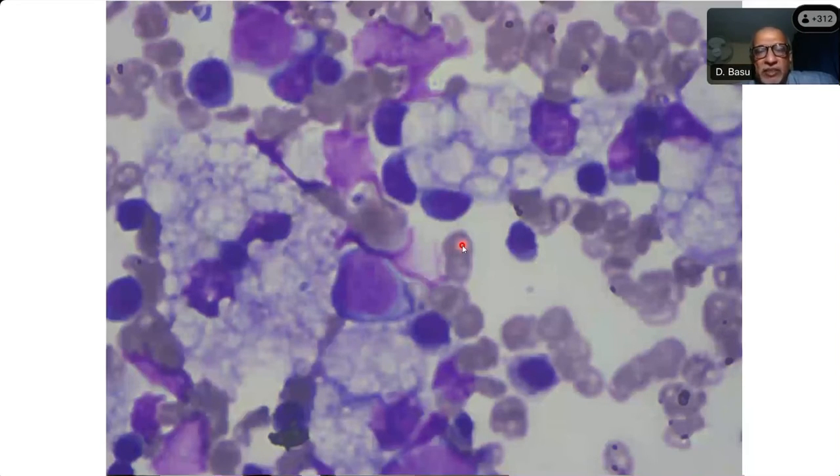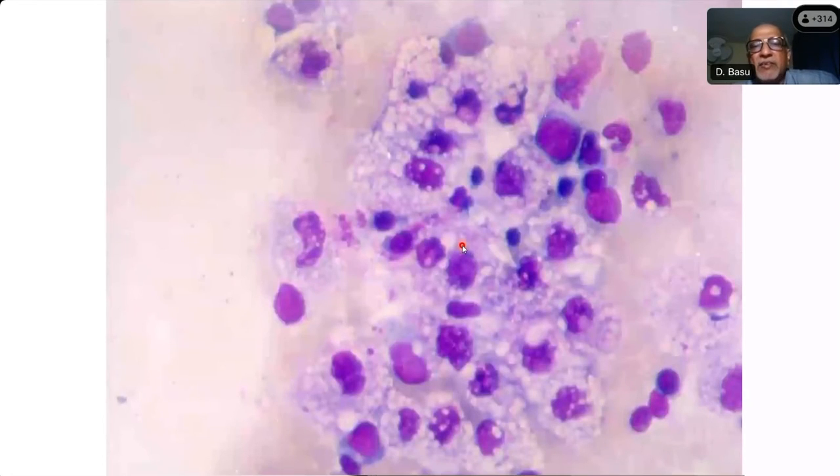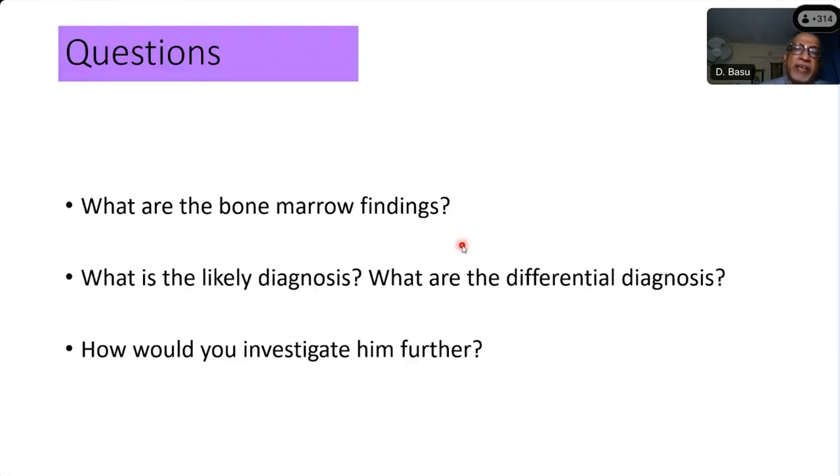So which one do you think this is likely to be? Seeing the vacuoles, I am inclined more towards Niemann-Pick disease. In Gaucher's disease, there are macrophages with a crumpled paper appearance. Okay, so vacuolated cells, possibly a lipid storage disorder. So there's another one full of clusters of them. So the bone marrow findings, as you have described, likely diagnosis, we are thinking of a storage disorder.